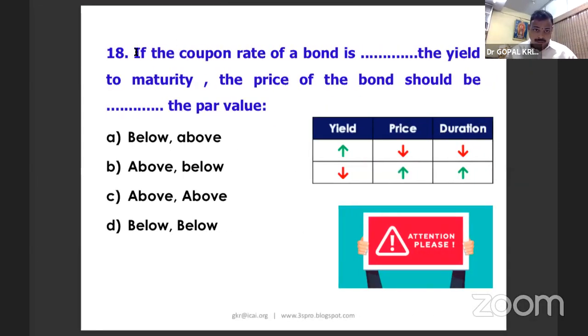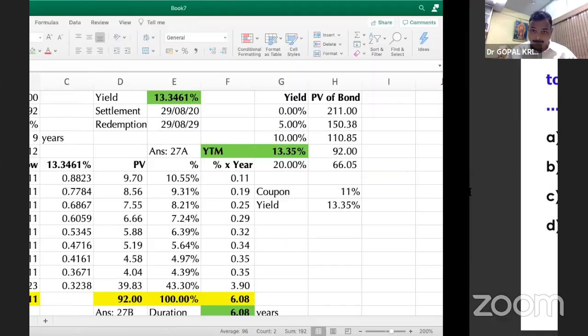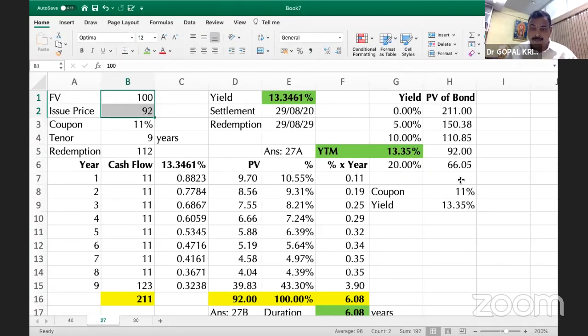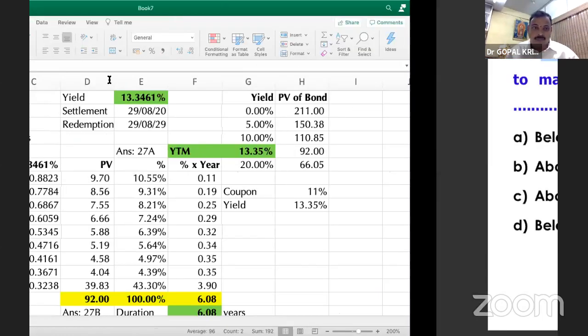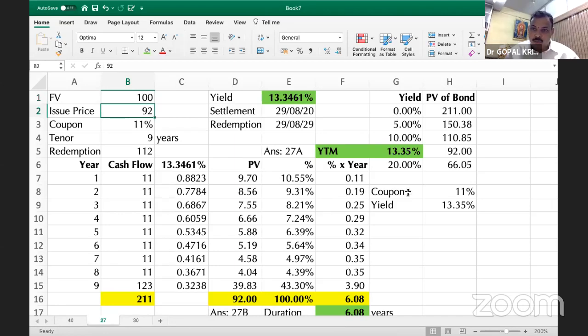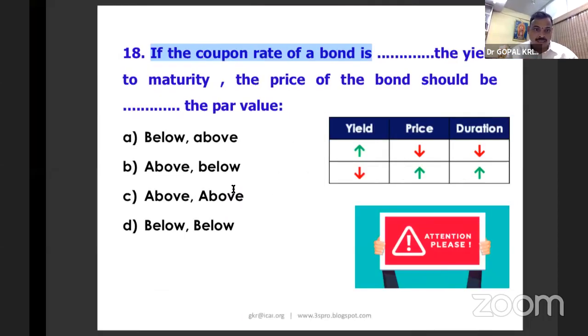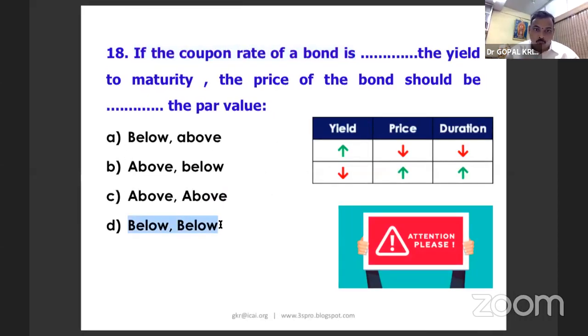So please read this question. If the coupon is below the yield, the price of the bond should be below par. Price is 92, below par. Coupon is below yield. So the answer is below and below. It can be above and above also. So in this particular question alone, you have two answers, C as well as D.